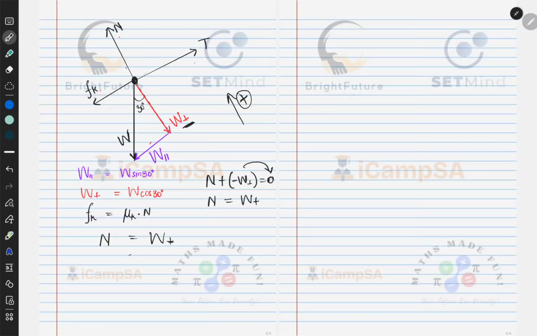And that's why when you have another force there at the bottom, it ends up being N plus weight perpendicular plus whatever force, let's say it was Fy. So that's where it all comes from. It's very important to know that for your own understanding.